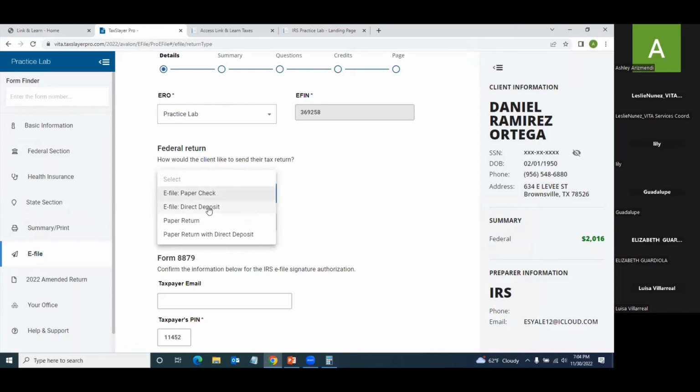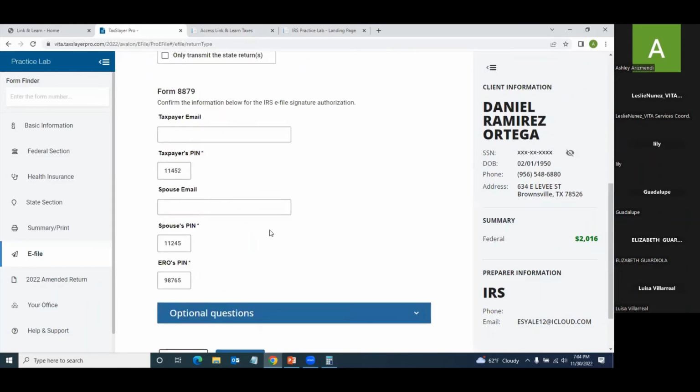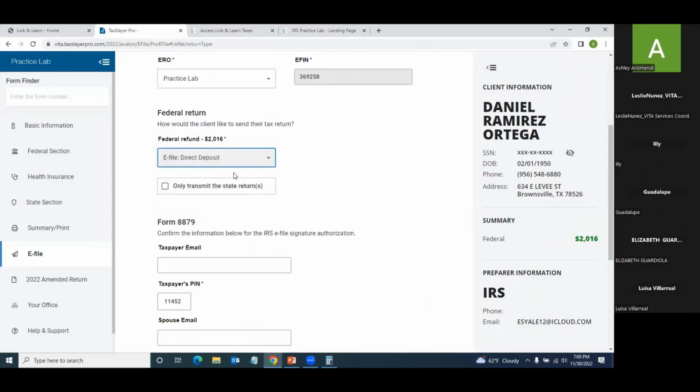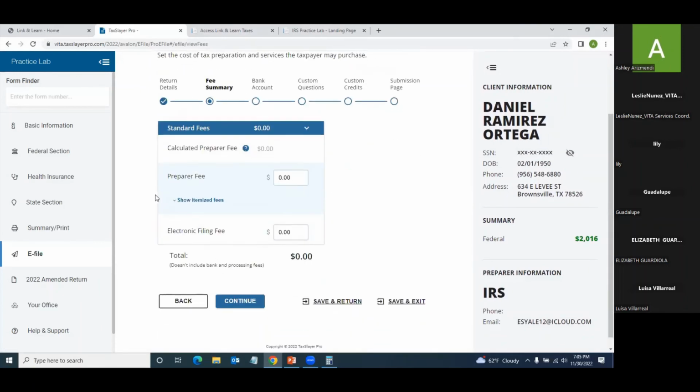Or if, for some reason, they cannot e-file and they need to do a paper return, we would do paper return. If they wanted direct deposit, we could do it like that, or we could just give them the paper return and then they would have to mail it in. We would give them the envelope and provide everything for them. For this purpose, I'll just put paper check. Well, let me show you, when it has direct deposit, it'll go to the next question. Of course, here we never charge the clients anything, so we would leave this blank and just push continue.